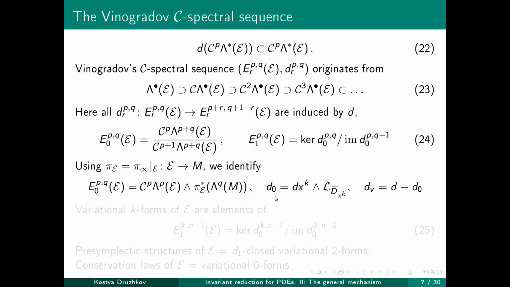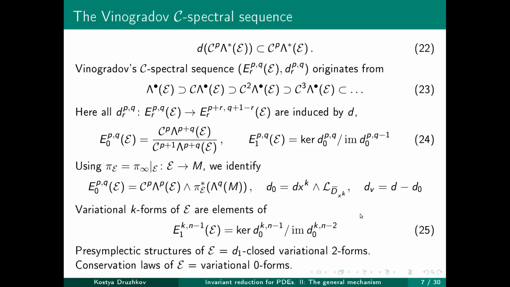Using this identification, we can describe the differential d0 in the following simple form, and we can also introduce the vertical differential, which is the difference between the total differential and d0. Today, I don't need this vertical differential because I omit a lot of proofs in this talk. But in principle, in the proof, it's convenient to use the vertical differential. We can describe everything without the bundle structure, but it's convenient to use it.